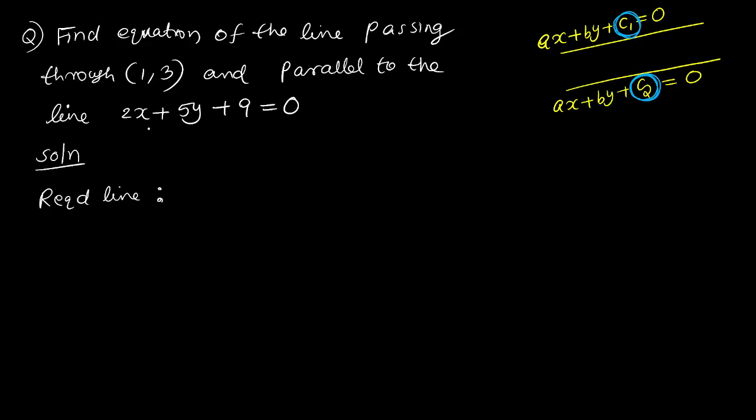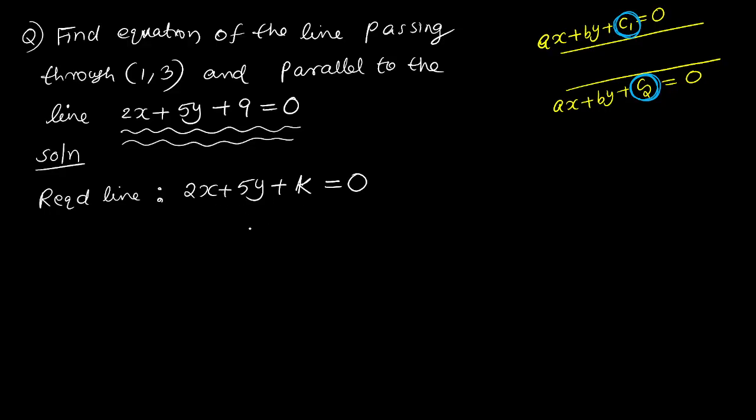The required line is parallel to this line. You agree with me? So only the constant will be different. Instead of 9, there can be any other number, and you will get a parallel line. 2x plus 5y, instead of 9, there will be some other number. Let us assume that it is k.